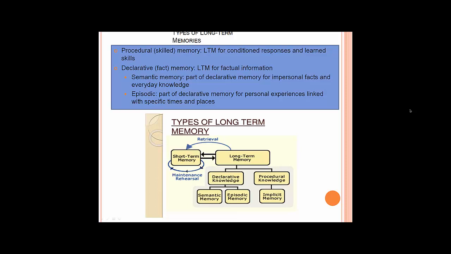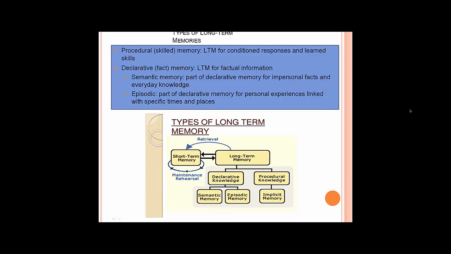So what are some of the types of long-term memory? We've talked about how they're retrieved and how we remember them, how they get in there, basically through linking memories through meaning. But types of long-term memories, for example, procedural memories. This is long-term memory for conditioned responses and learned skills. These are skills.